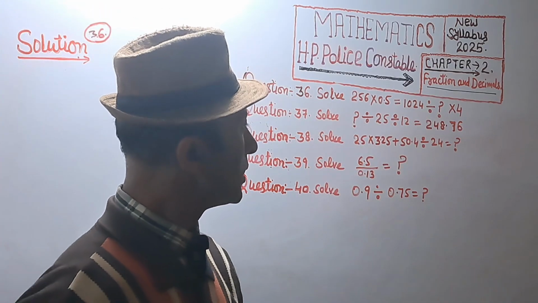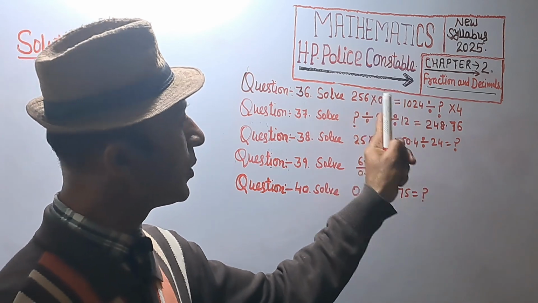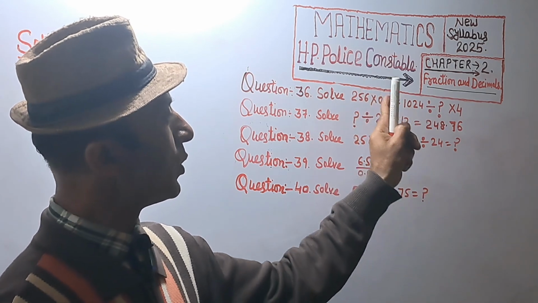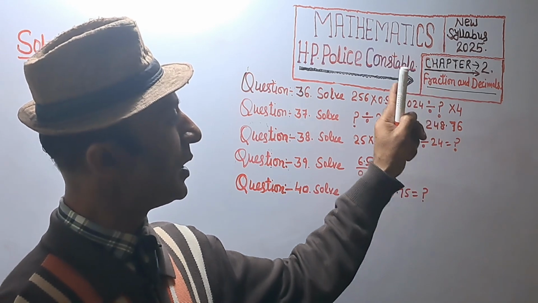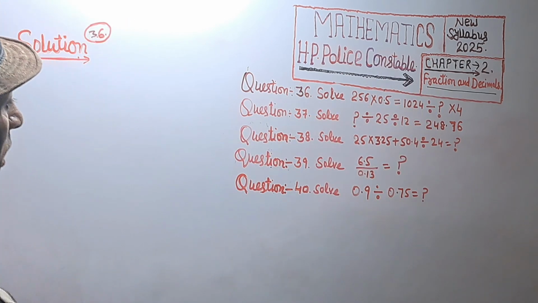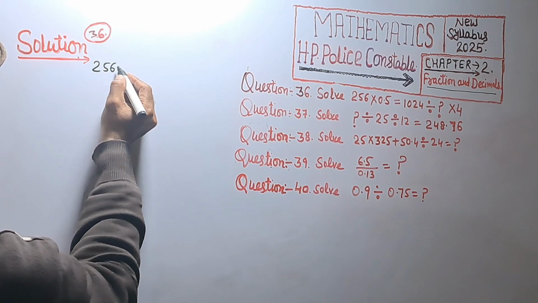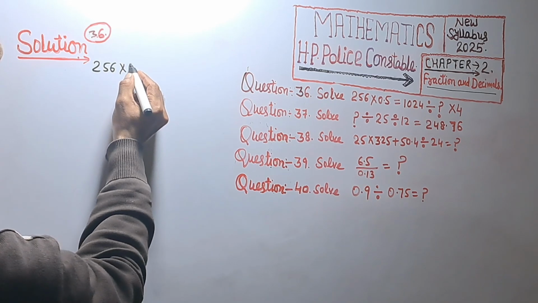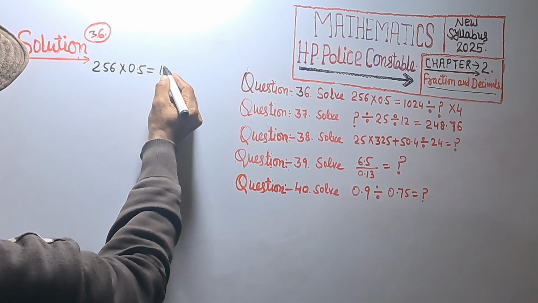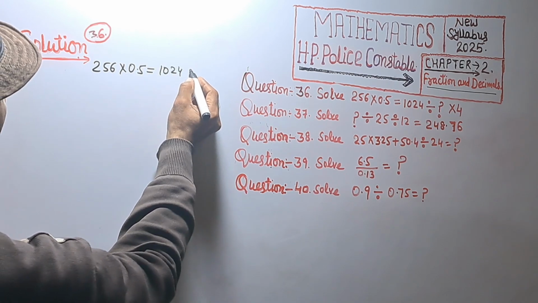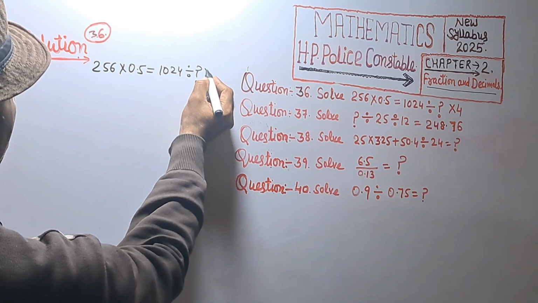Next question 36. Solve 256 into 0.5 equal to 1024 divided by sign of interrogation into 4. 256 into 0.5 equal to 1024 divided by sign of interrogation into 4.